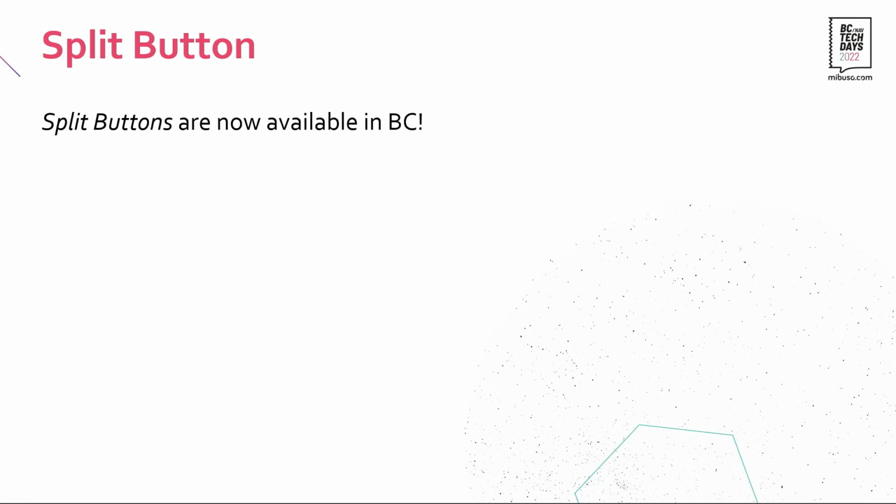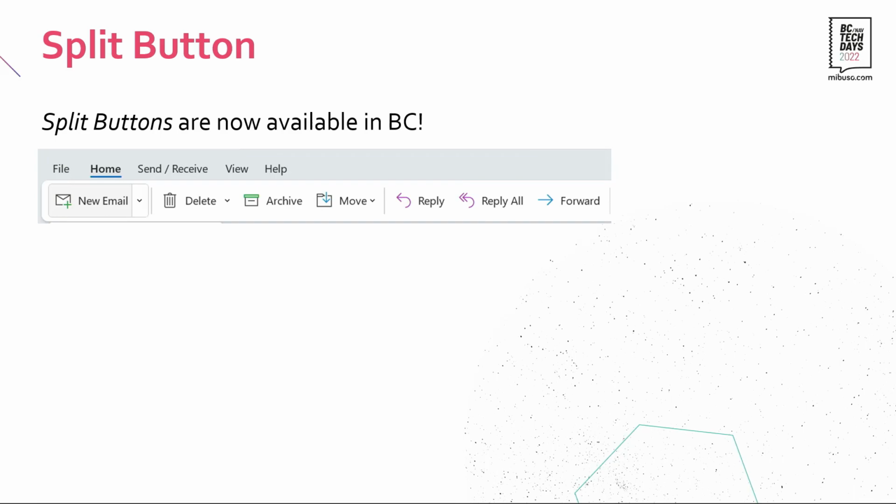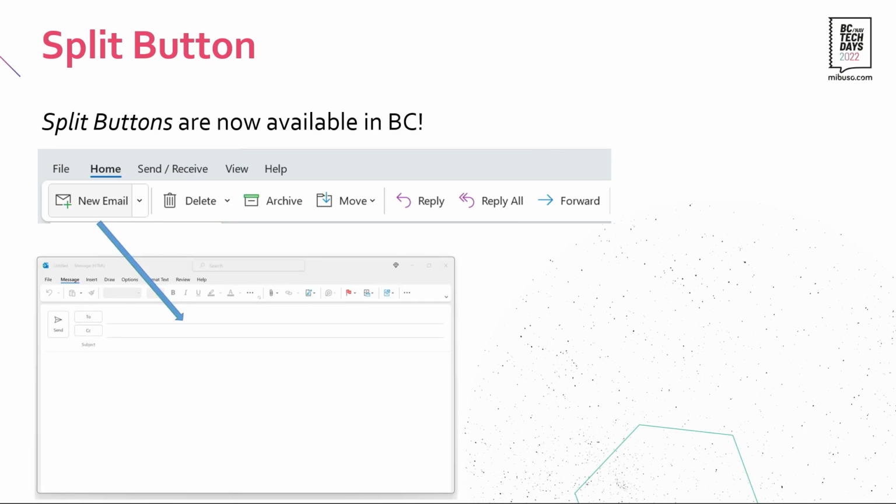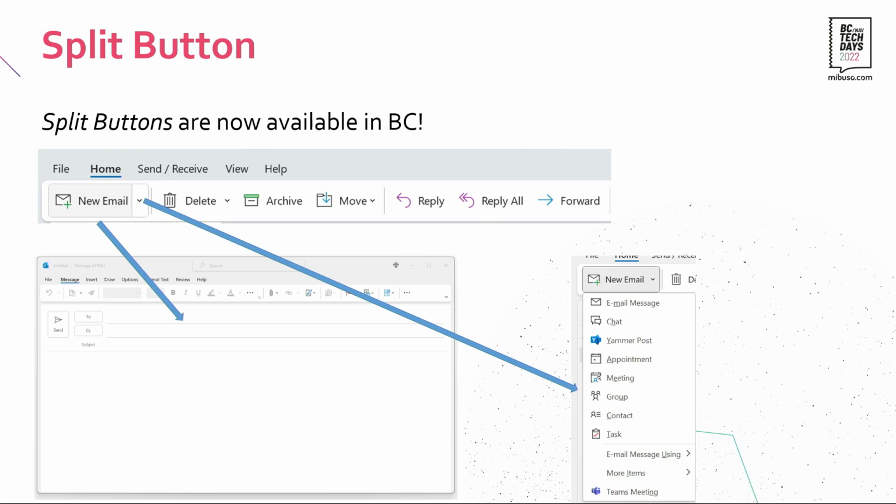Yeah, so next we have the split button. I'm sure you saw this in the keynote already, but now we have split button in BC. Split button is not a new concept that we invented. It's a common UI component that's used across different products. So for example, this is one from Outlook. There's one called new email that you can click on this button to invoke the action associated with it, or you can click on the drop-down arrow, then this will show other related items.